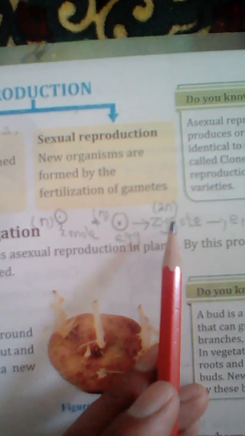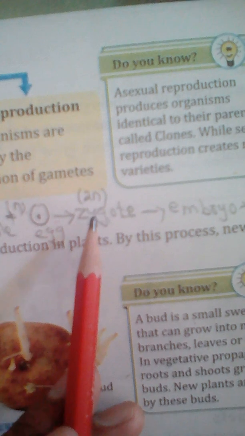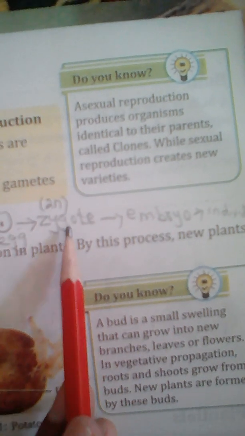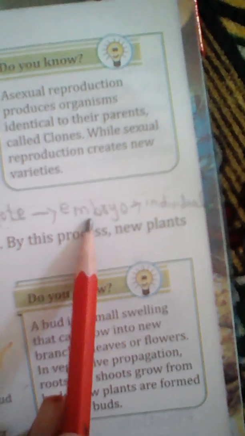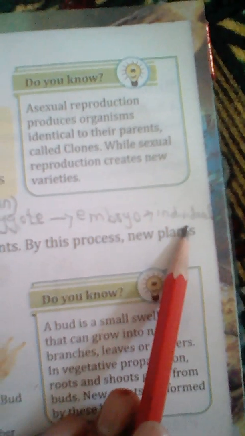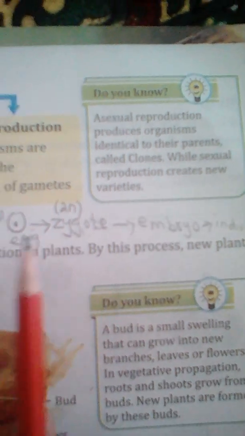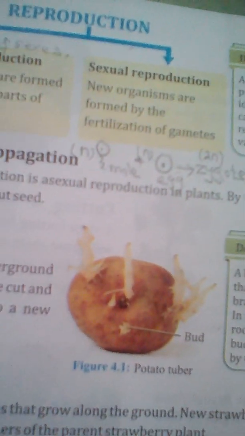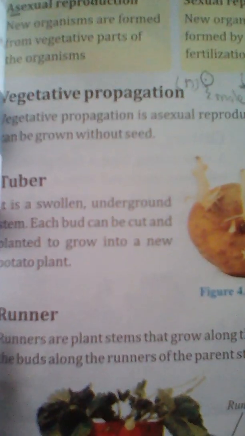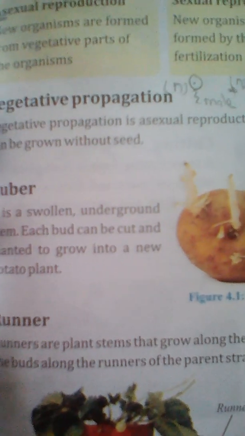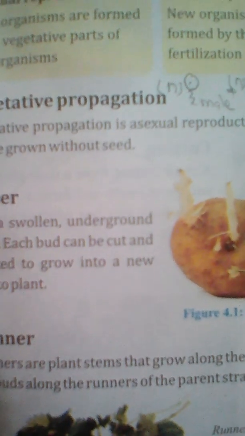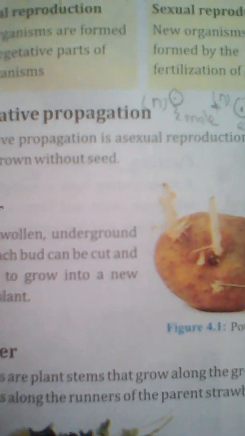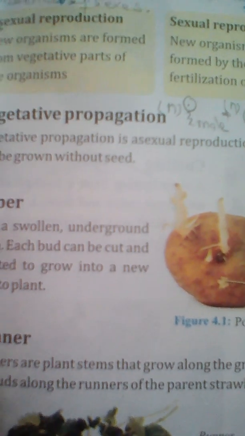So the zygote, after repeated divisions and developmental procedures, will then develop into an embryo, and the embryo will form an individual. So this is the explanation of sexual reproduction. Now we shall study the different types of asexual or vegetative reproduction. Vegetative reproduction is basically asexual reproduction, and now we'll study it in plants.